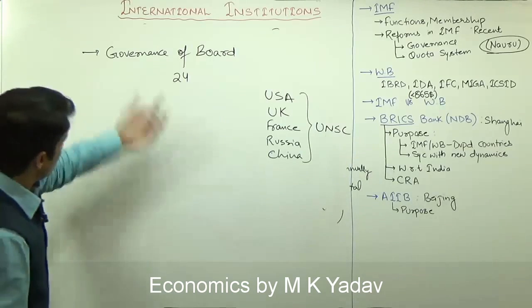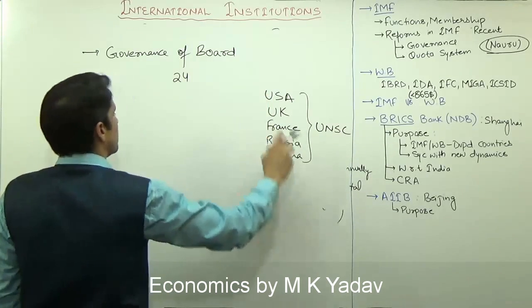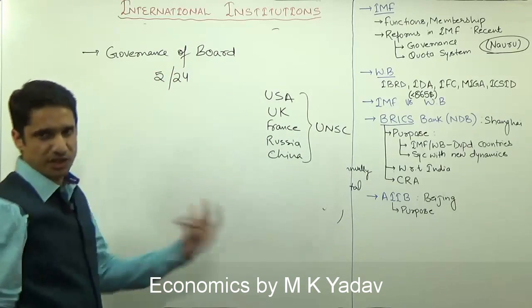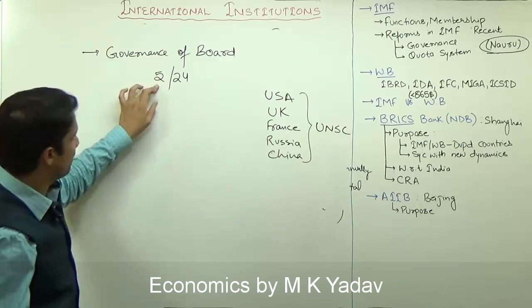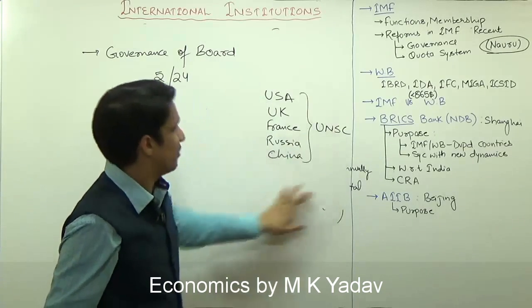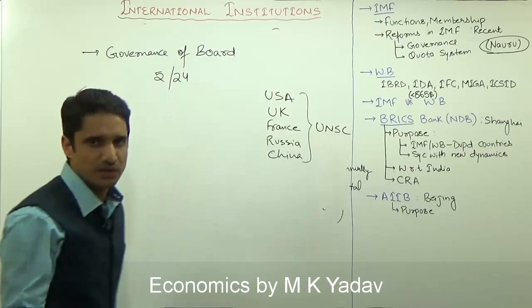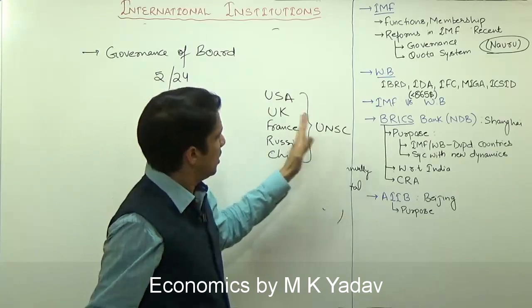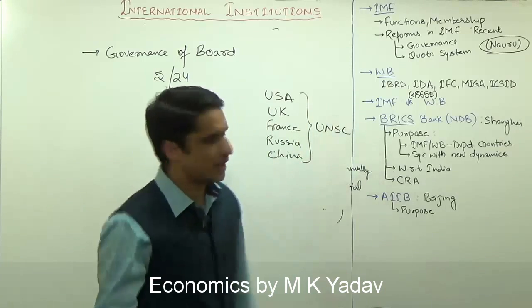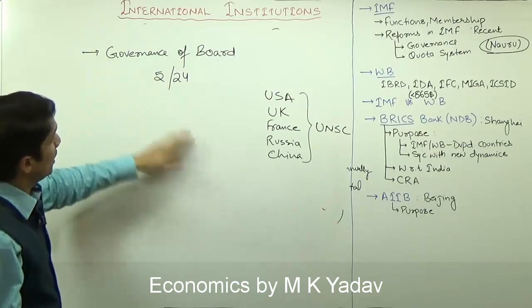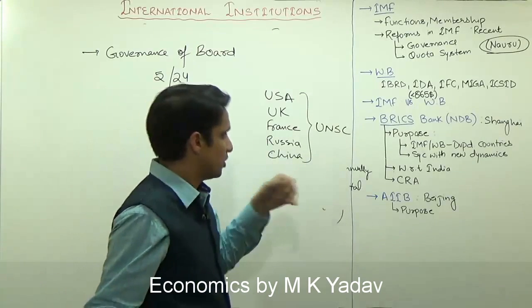So these are the 5 permanent members of the United Nations Security Council. The provision is these 5 countries will nominate. There will not be any election of these 5 members. So 5 out of 24 were being nominated by these 5 permanent members of UNSC. I think the structure of UNSC will be covered in the polity section. India is also saying that we should become a member of UNSC.